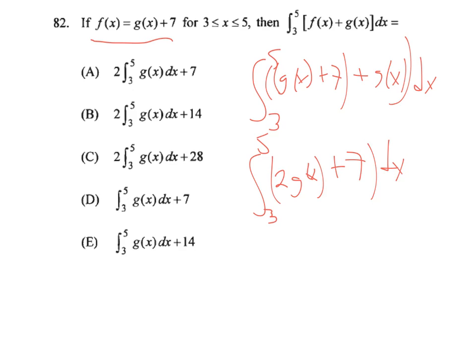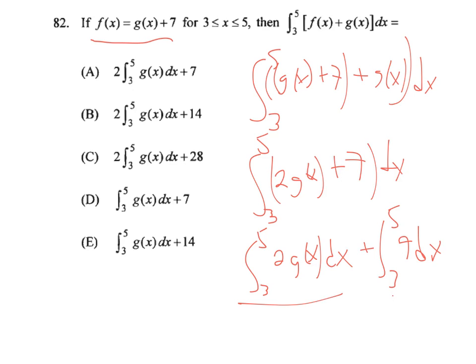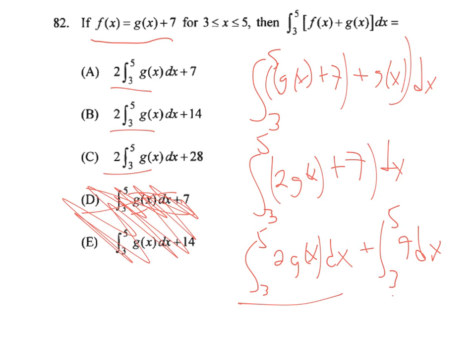And then what we can do is break this up into 2 different integrals, one of them being the integral from 3 to 5 of 2g of x dx, and the other one the integral from 3 to 5 of 7 dx. That one we can actually do. This one we have to leave here, and you notice that's showing up in a lot of places here. So those are bad. These are no good because there's no 2 there. So the question is which of those? Well, the second one here, we can actually do.